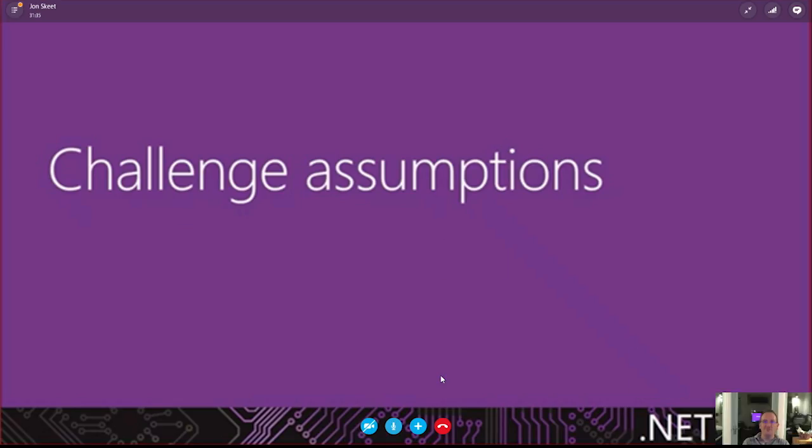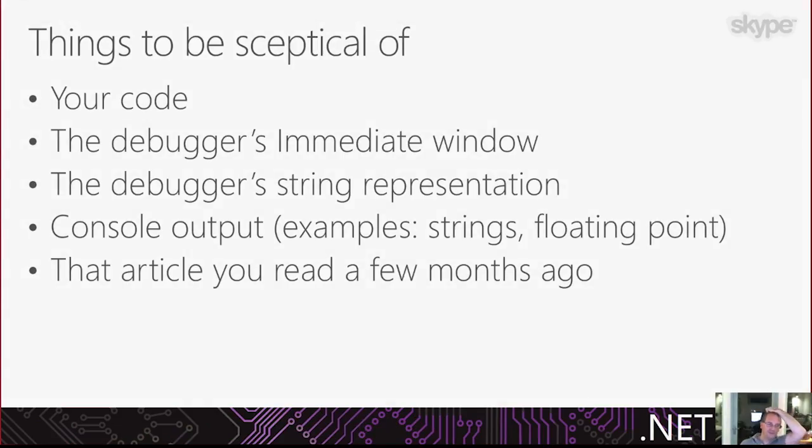This isn't the only kind of assumption that you should challenge, though, and I've got some very specific things to be skeptical of. So yes, you should be skeptical about your code, but also if you're debugging, if the immediate window doesn't do exactly what you expect it to, just don't trust it. I don't tend to use the immediate window much. I use watches and locals and whatever. I've certainly seen cases where having the same code in the immediate window doesn't do what you would expect it to do when it's actually within your code base.